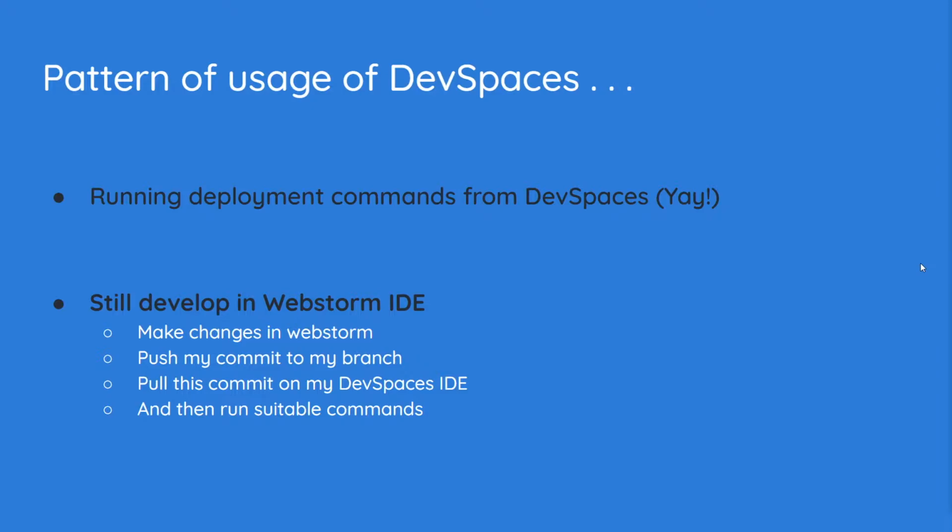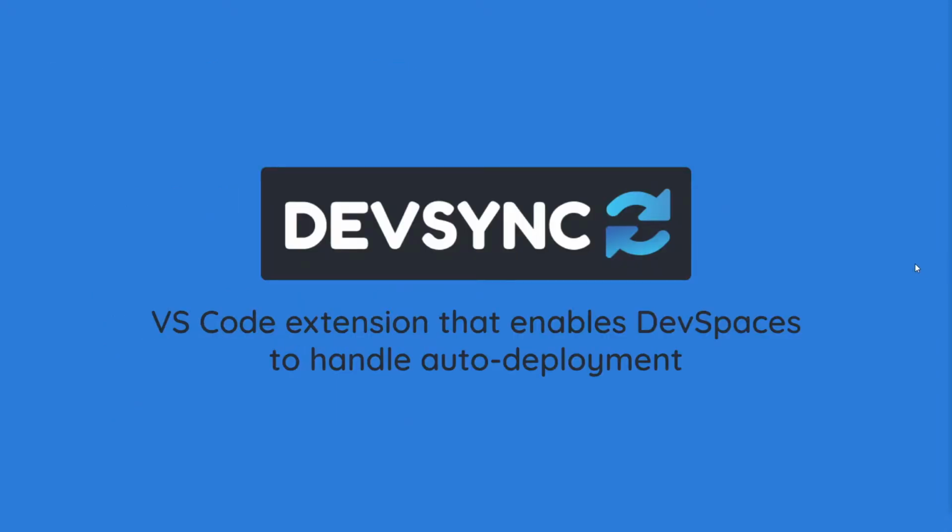So basically, I would make changes to my code in WebStorm, push these changes to GitHub, pull the commit on DevSpaces, and then run any suitable deployment commands on the Cloud IDE. For this hackathon, I wanted to find a way to make this workflow easier. This is how I came up with DevSync. DevSync is a VS Code extension that enables DevSpaces to handle auto deployment.